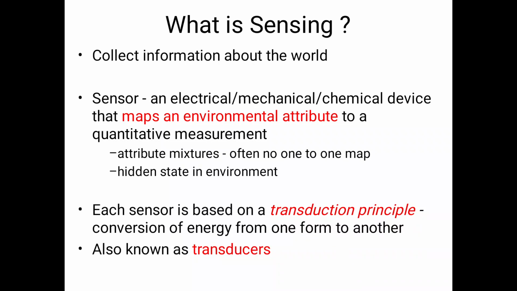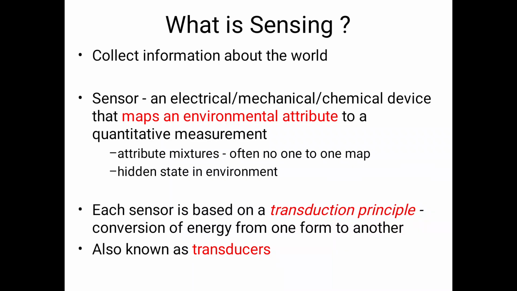So the definition is, it is an electrical, mechanical or chemical device that maps an environmental attribute to a quantitative measurement. Okay, so it will map, means what? It will measure, okay, in some form of property. Any property, for example temperature, it will measure the temperature in quantitative form.